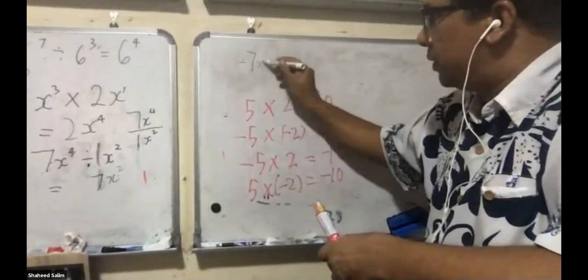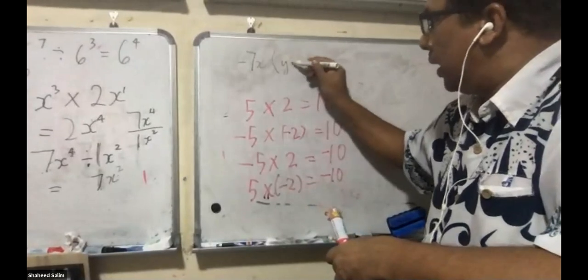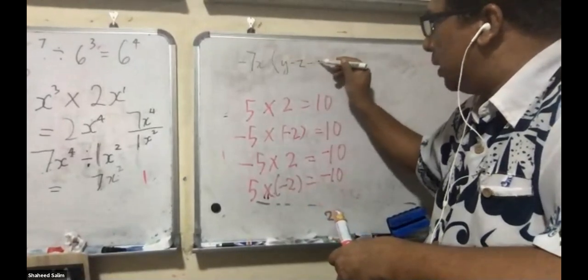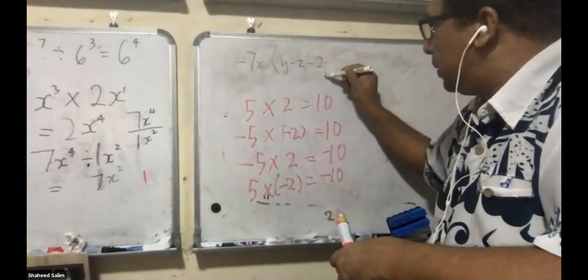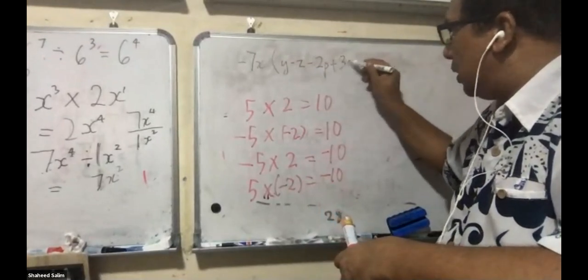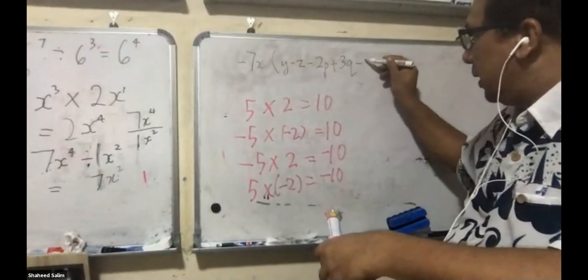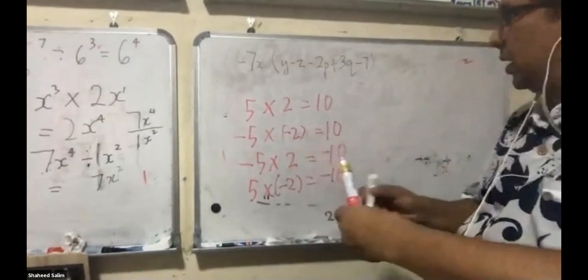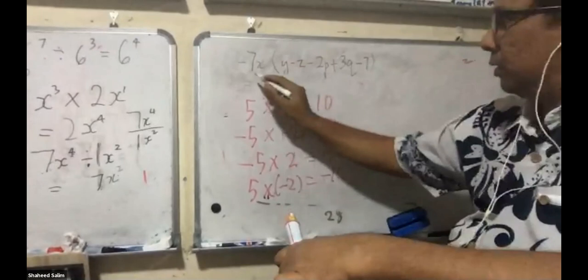7 minus 7x. Y minus c minus 2p plus 3q minus 7. Okay, Mr. Shaheed, expand.